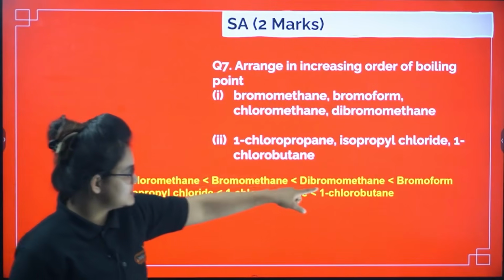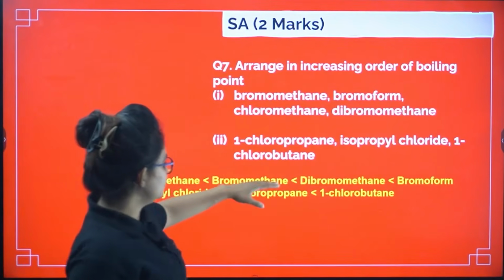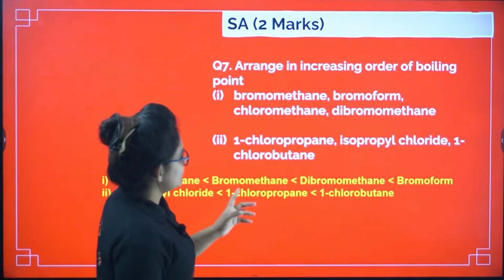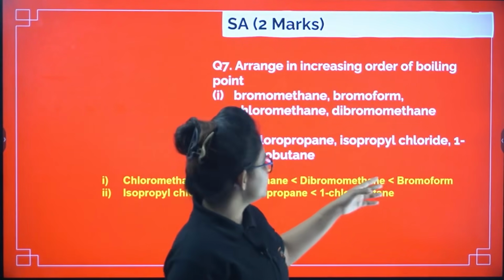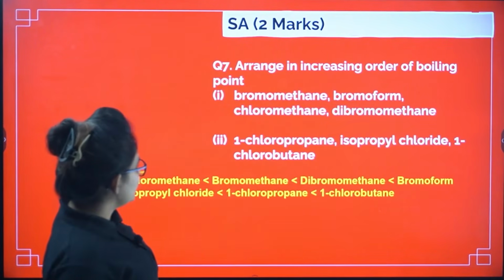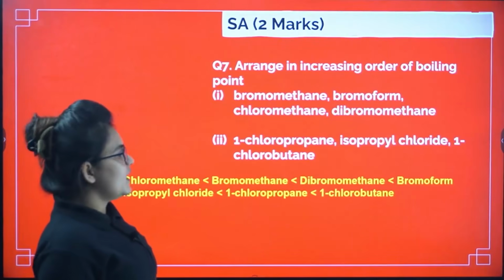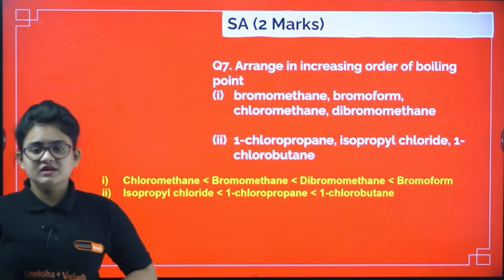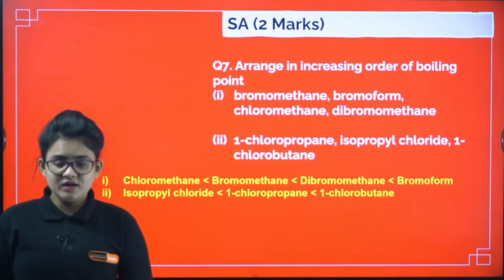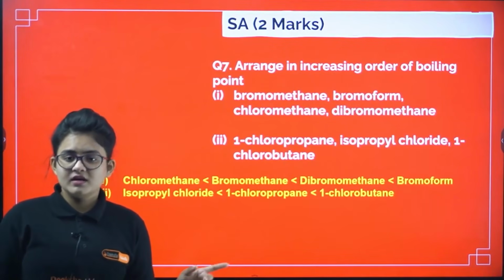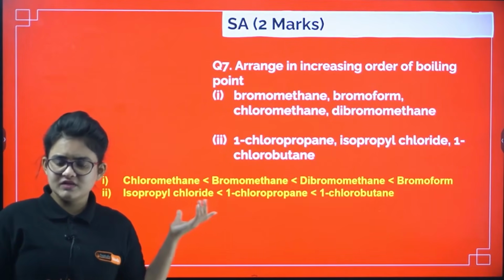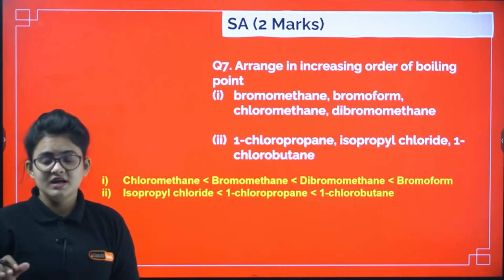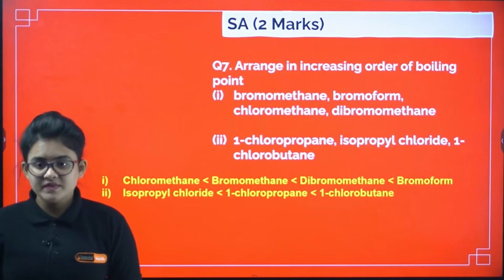So you can see this is the order: bromoform, dibromomethane, bromomethane, chloromethane, like that. Okay, next you can see 1 chloropropane, isopropyl chloride and 1 chlorobutane. So definitely 1 chlorobutane will go first, because of the atomic weight. First of all, yes, chlorine is there everywhere, but the thing is 1 chlorobutane, if you see the structure, it has more surface area, right?